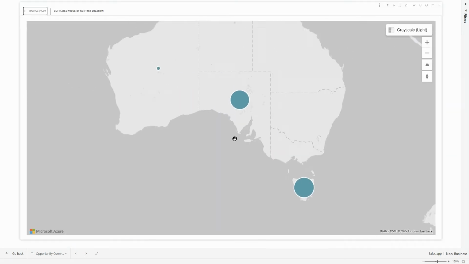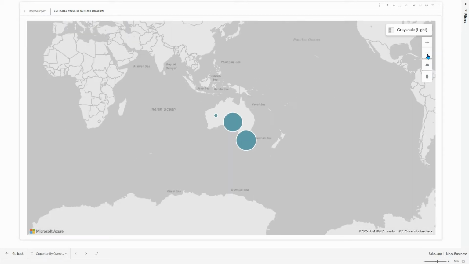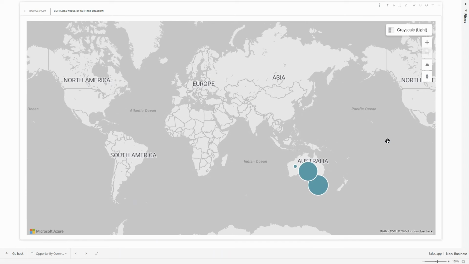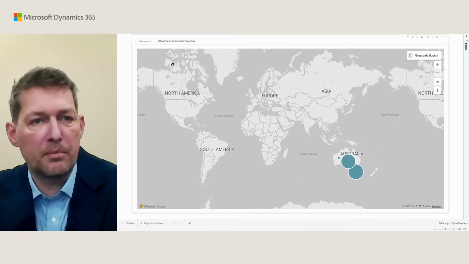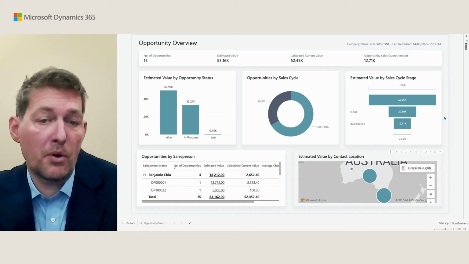If I expand my map here and just make this a bit bigger, I can see that something is going on in Australia. Apparently this is where we have our opportunities. And if I hover over this, I can see some geographic representation and also the estimated value by location. So this is the opportunity report.